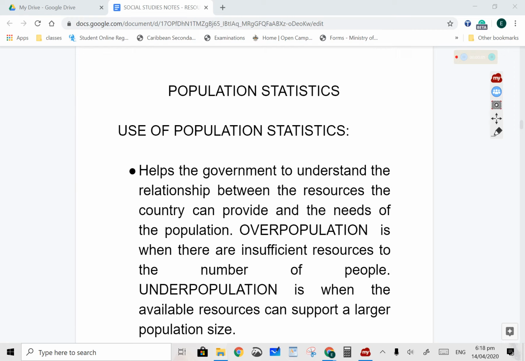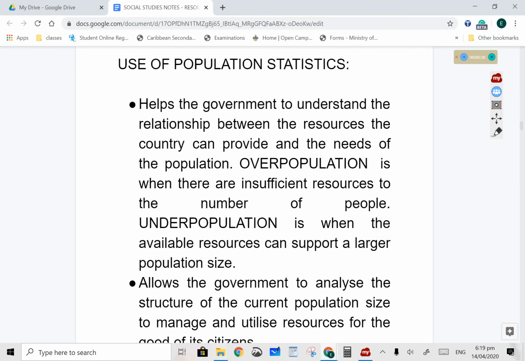Good day, class. Today we are going to take a look at population statistics. We are still on the topic of resources, and we are still on the human resource aspect of this topic. Population statistics and the use of population statistics.